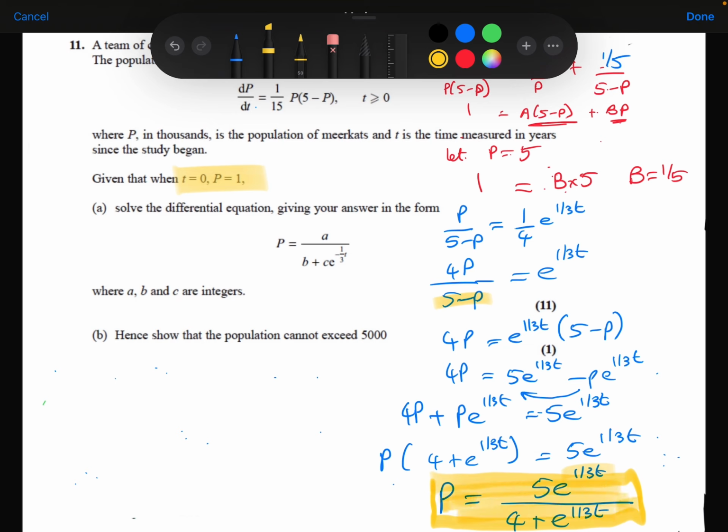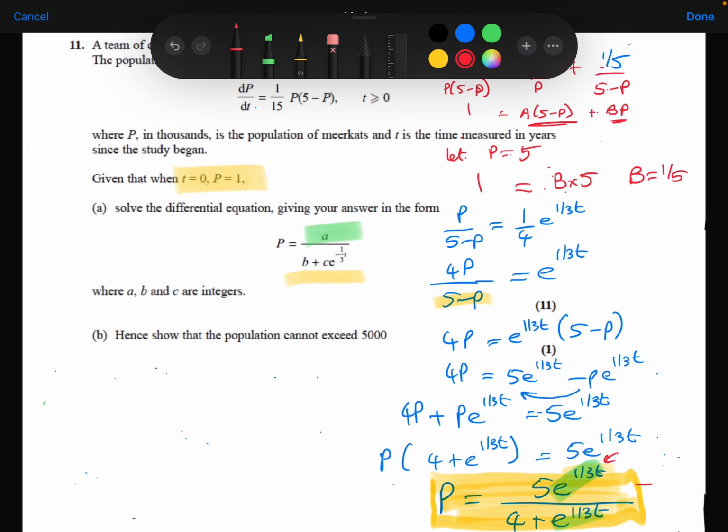Let's compare that to how we needed to write the answer. What's the same? What's different? Well, they've both got a fraction, but the crucial difference here is that I've got e to the power 1/3 t on the top of my fraction and on the bottom of my fraction. Here we've just got an a on the top, there's no exponential. So that's my clue in that I need to get rid of this e to the power 1/3 t from the numerator.